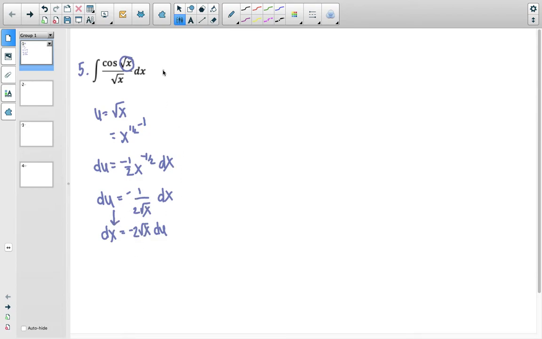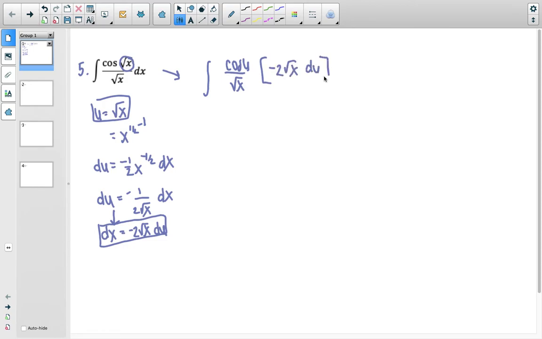All right, from there you're going to go through and put everything in that you need to. So this always goes in, and this always goes in now into your new integral. So you have cosine of u all over the square root of x, and then the dx is going to be replaced with 2 square root of x du. And whenever you do this, if you don't have anything cancel after this step, you did something wrong, or it's just not possible. The square root of x is canceled.